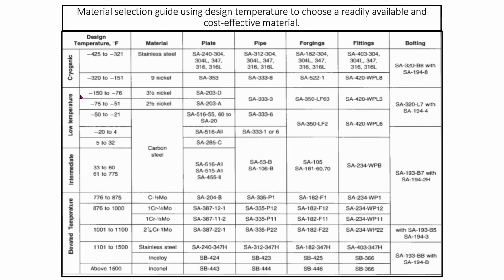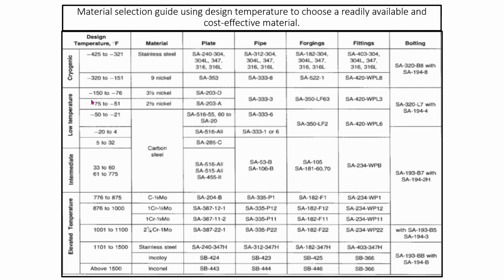SA 194 88. Similarly, for cryogenic temperature slightly less than this, it will be 9 nickel. Here it is stainless steel, here it is 9 nickel, and here also the plate material changes as the material is changing. So plate specification will be SA 353, pipe will be SA 333 grade 8, forging will be SA 522, fittings will be SA 420 WPL8, and the bolting material will be the same.